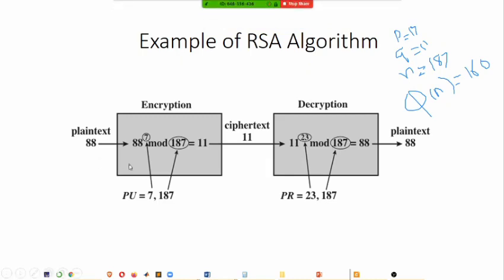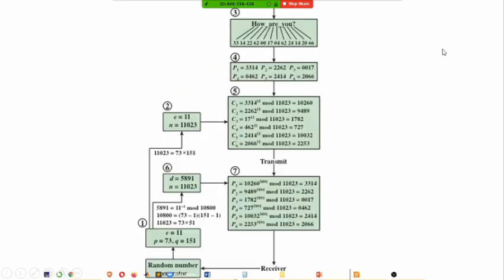Once Moideen gets 7 and 187, all that has to be done is this: if 88 is the plain text, the message capital M, compute 88 to the power 7 mod 187. You get the ciphertext 11. 11 gets passed over. Now this is an example from your textbook which shows you how the entire process works.